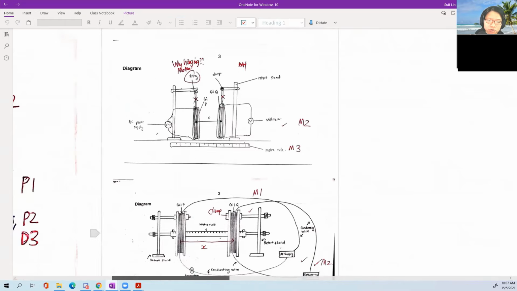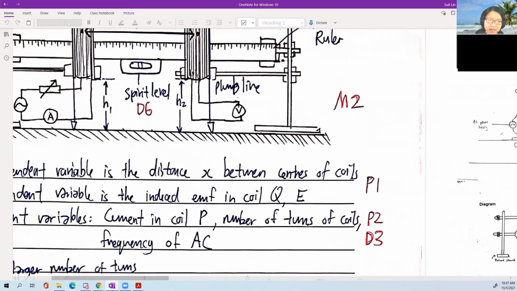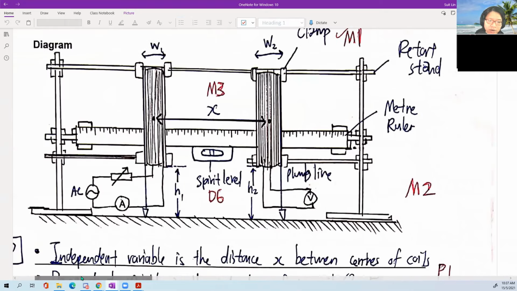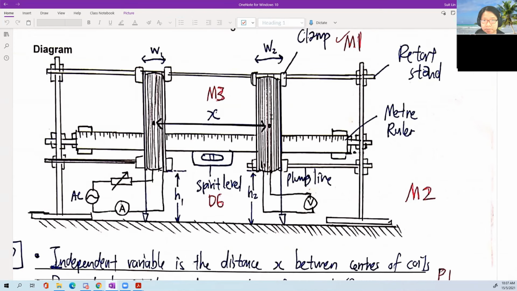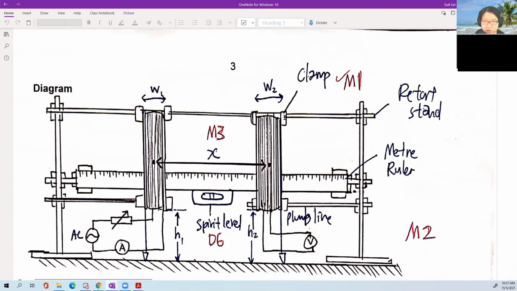So the first issue is that whatever cannot stand must be clamped. You cannot have things floating around. So your coil has to be clamped. Make sure you clamp the coils here to here. The second thing that you should know is that the ruler has to be clamped. So you can see I clamp the ruler. I clamp the coil, I clamp the ruler.